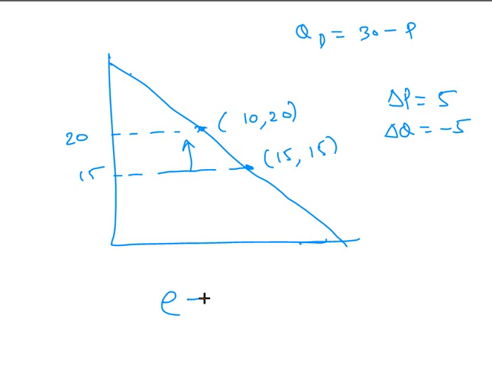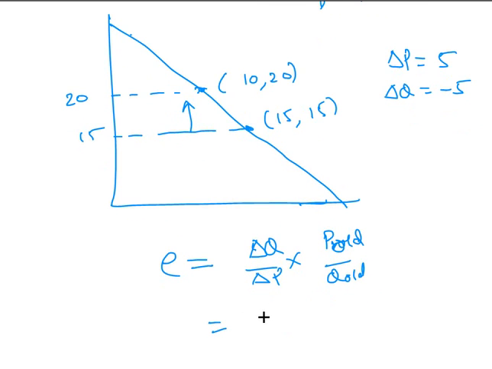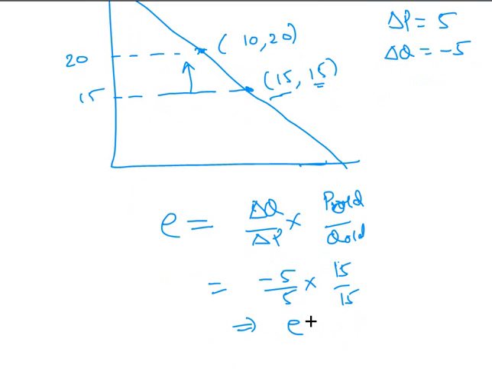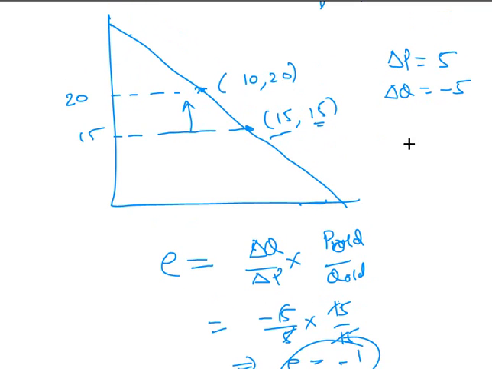But what will be the elasticity? Change in quantity by change in price into your price old by quantity old, right? So this is minus 5, this is 5. What is the price old? Old price is 15. What is the quantity old? It is 15. So your elasticity has become, cancel, minus 1. So elasticity was earlier 0.2, it increased, we'll take the positive value, to 0.4 and then increased to 1, right?